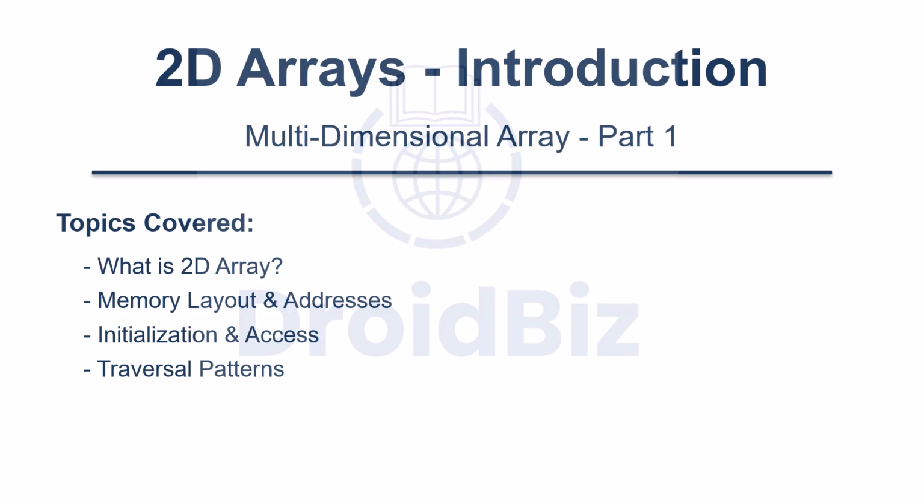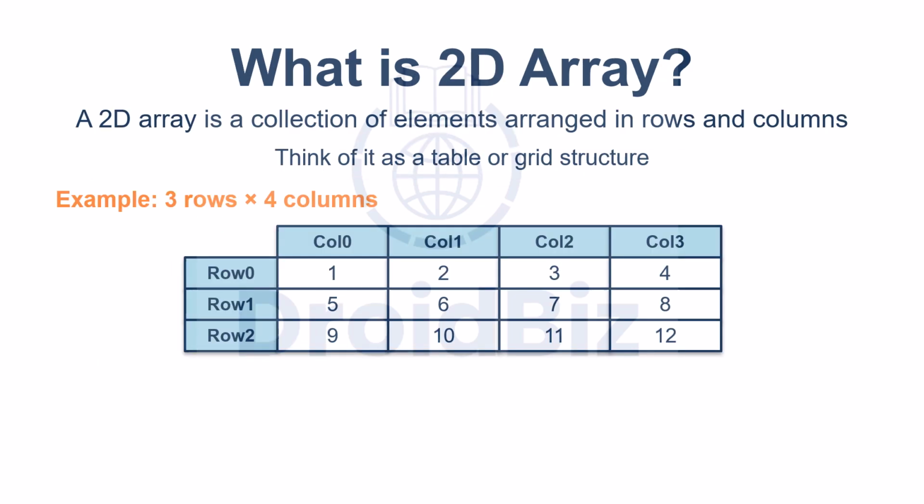Second, we'll explore memory layout and addresses to understand how arrays are stored. Third, we'll learn about initialization and access, which means how to create and use 2D arrays. Finally, we'll look at traversal patterns, which are different ways to move through the array elements. Let's get started. Now let's understand what a 2D array is.